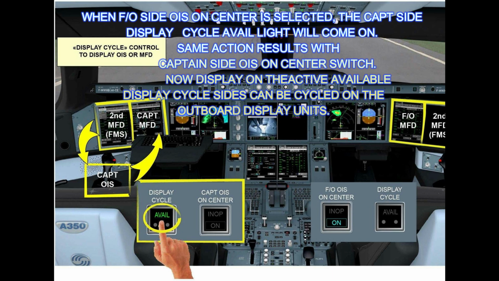So when first officer side OIS on center is selected, the captain side display cycle away light will come on. Same action results with captain side OIS on center switch. Now the display on the active available display cycle sides can be cycled on the outboard display units.